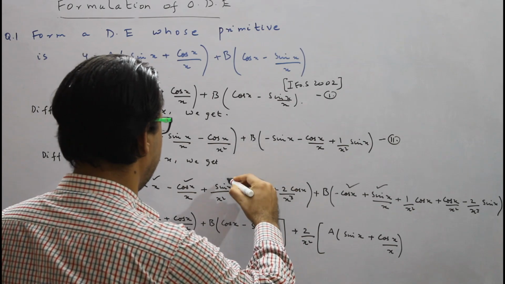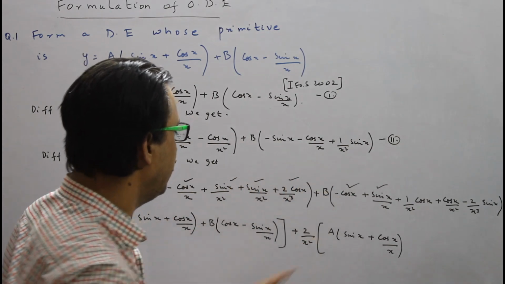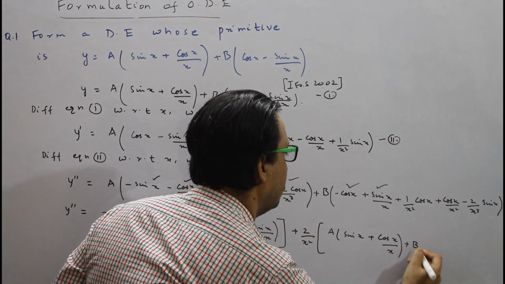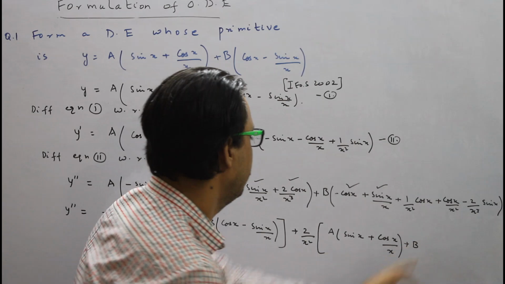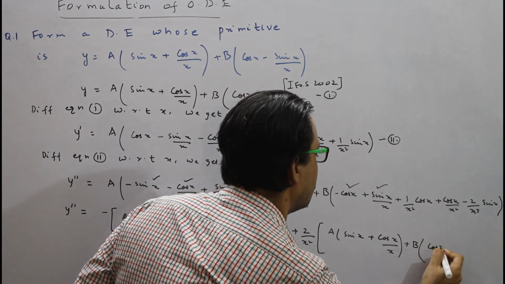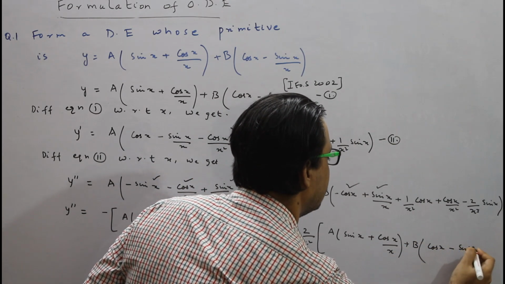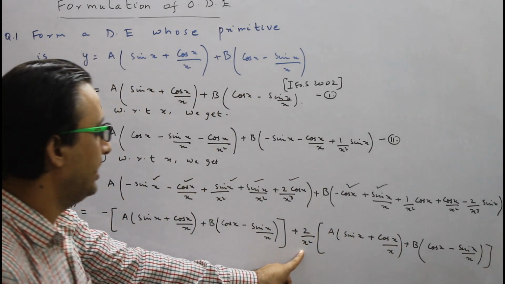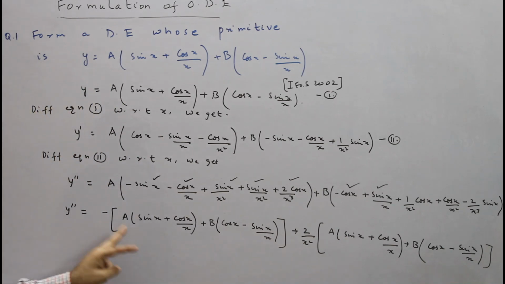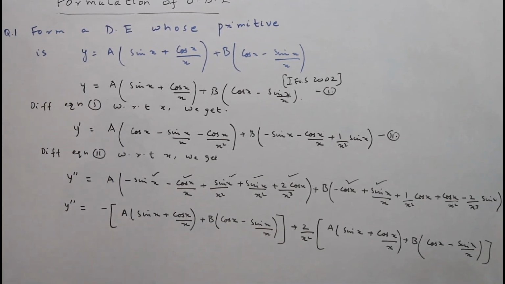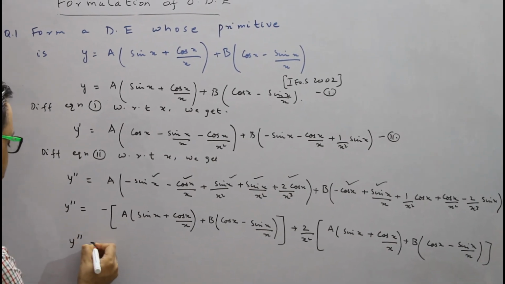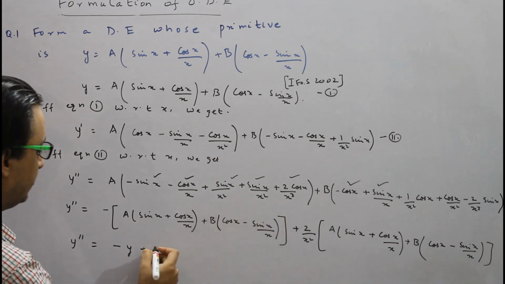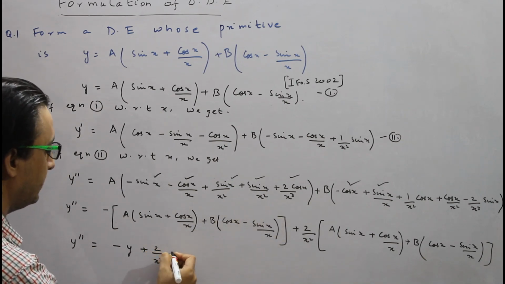So I am done with this one, and this one. Now I am left with this part. So what is it? b plus b. So here I can write it as cos of x minus sin of x, because I have already taken 2 by x square outside. So we have found our y double dash in terms of y. So this becomes y double dash is equal to minus y, this whole is y, plus 2 by x square y.